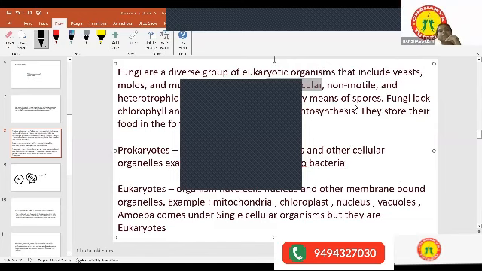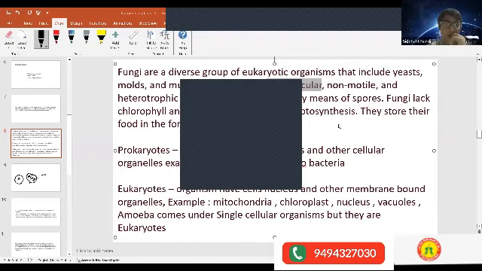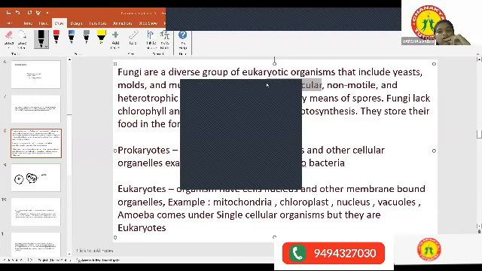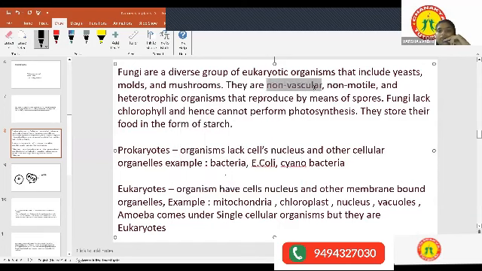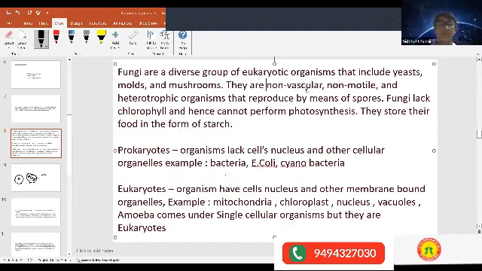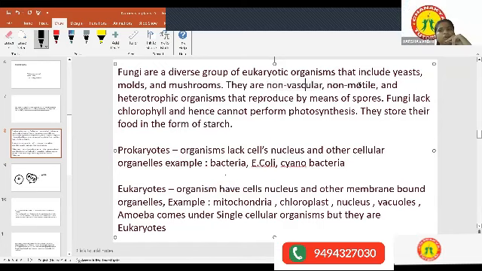Soumya, are you there in the meeting? Aishwarya Dasari, your camera is off. Yes, ma'am. What do you mean by non-vascular? I think it's a lack of nutrients. Lack of nutrients. Okay, leave that.